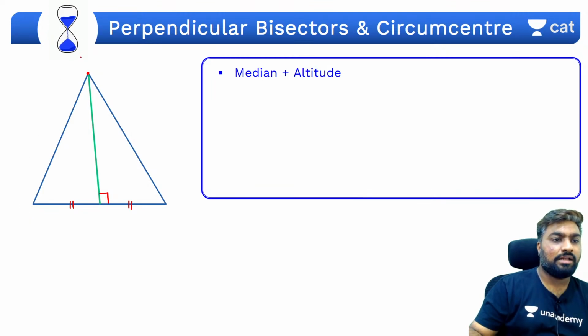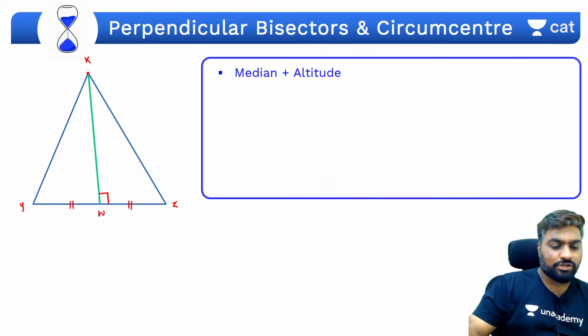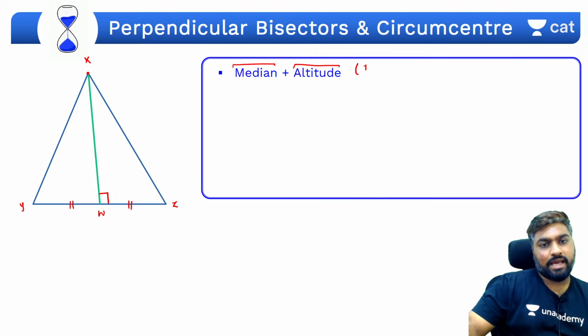Yes, so triangle ABC में, so triangle ABC नहीं लेंगे यहाँ पे. Let's take triangle PQR. XYZ, there's a reason why I did not take those names. Let's see. Okay, so XYZ अगर एक triangle है तो XW is median also, altitude also. Yes, वो median भी है और वो altitude भी है. Got it? Yes, तो XW is both median and altitude.